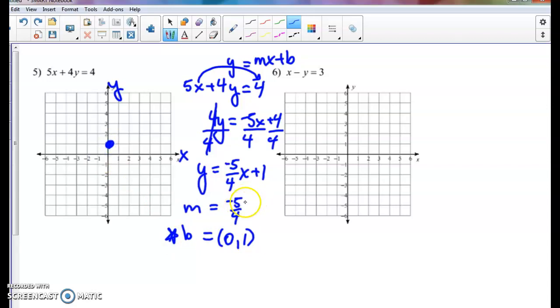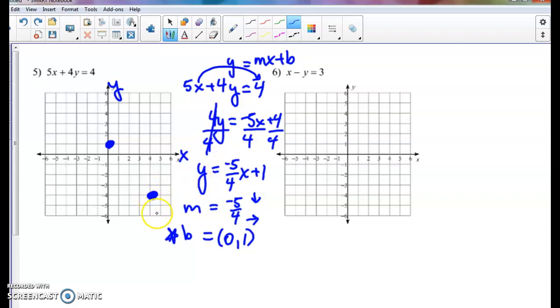And now our slope is a negative this time, so a negative 5 is going to send us down 5. And we're still going to run right 4s, because 4 on the bottom is still positive, and running right will always help us out. So we go down 5 from our first point here, so down 1, 2, 3, 4, 5, and then right 4. 1, 2, 3, 4.